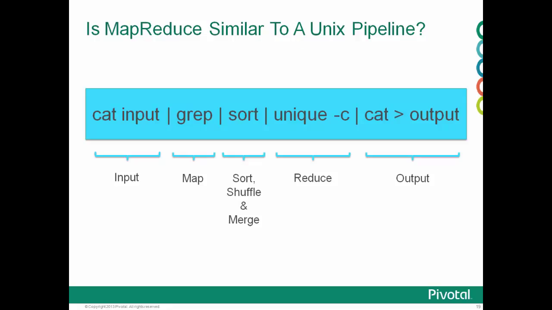As you can see, MapReduce is not all that dissimilar to a Unix pipeline, where you can have input that you search for specific information from, sort that data, aggregate it, and then generate a final output.